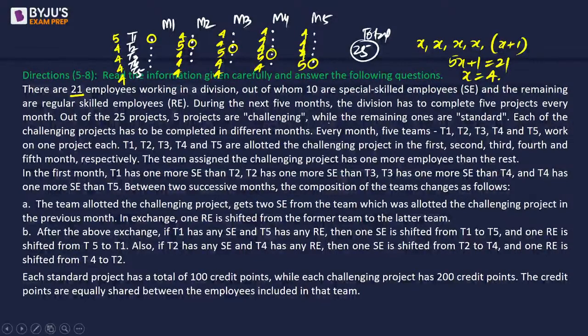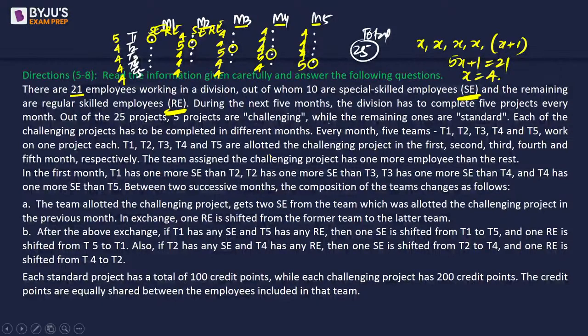Okay, so this is what they mean by T1 to T5 are allotted the challenging project in first, second, third, fourth month respectively, and the teams assigned the challenging project has one more employee than the rest. Than the rest means बाकी सबका भी obviously same है. That's when we can say than the rest. In the first one, T1 has one more SE than T2. T2 has one more SE than T3. T3 has one more SE than T4. So in every month for every particular team, we have got 2 types of employees. One is SE and another is RE. So month में भी SE RE चलेगा. Second month में भी SE RE चलेगा.